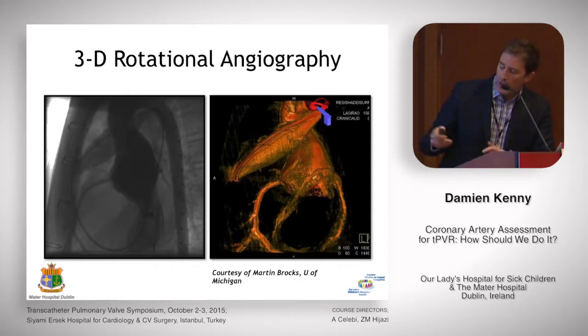This is a patient who had, and again, an RV to PA conduit here. We can see an Atlas balloon inflated. And again, the still image here is very reassuring to suggest that the coronaries are well away from this balloon, inflated to a diameter at which the operators were considering putting in a valve. And again, I'm grateful to Martin Brox of the University of Michigan for sharing this with me.